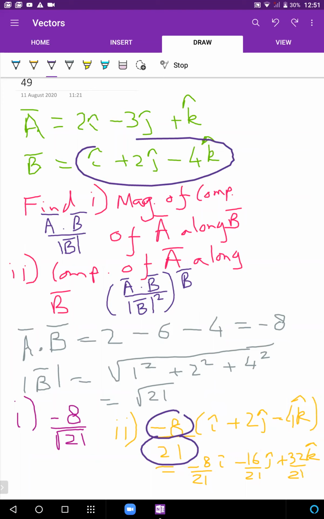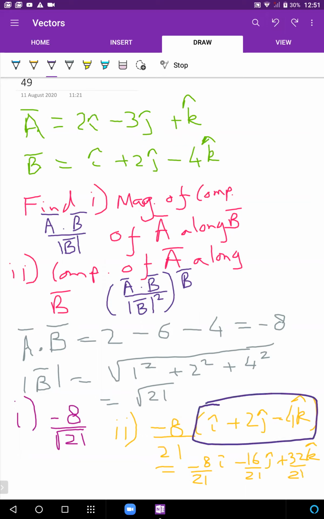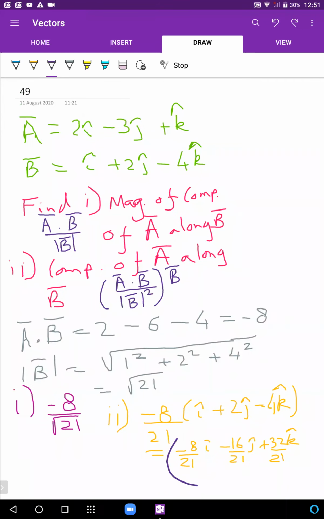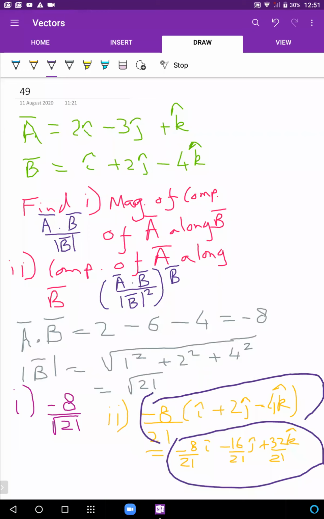So either your answer will be written like this, either they will keep this number outside, as if it's been taken common from all of I, j and k. Either they'll write it in this form, -8/21 (I plus 2j minus 4k), or they'll individually multiply it with I, j and k, in which case your answer will look like this. Both are correct. अंत में तुम्हें ऑप्शन देखना है कैसे लिखा है, and you need to pick the right answer. But simple hai. It doesn't look that scary now.